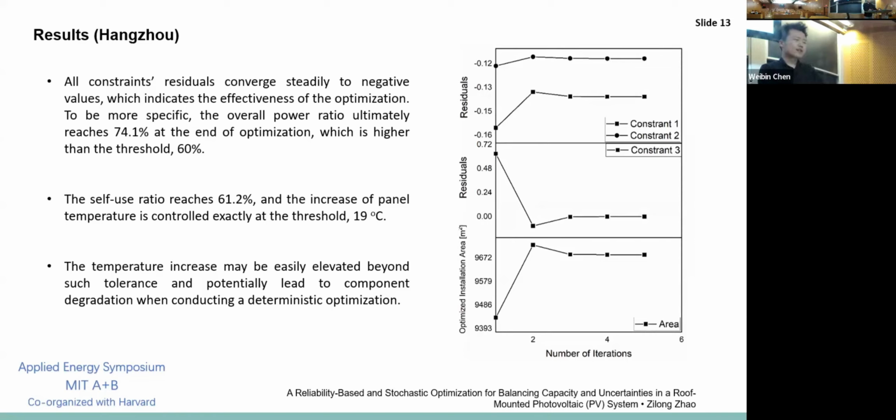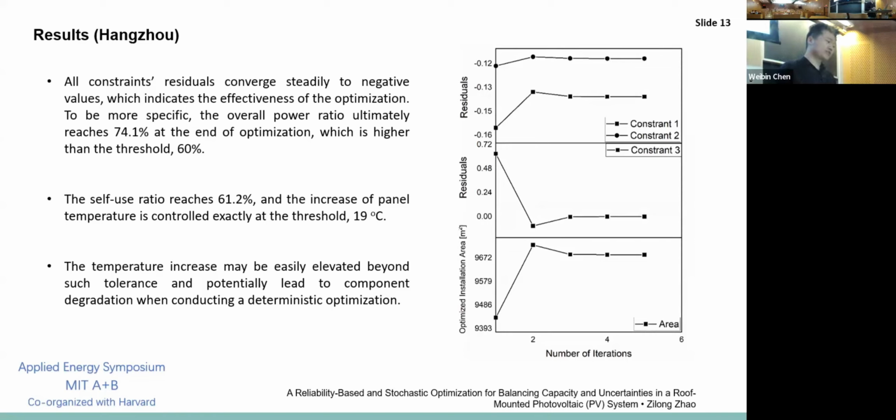So for example, constraint 1 and constraint 2: based on the initial values, they are calculated around negative 0.12 and negative 0.16, and they are slightly increasing because you're not only satisfying the safety constraint, you're also trying to optimize the system to minimize the cost and installation area, right? For constraint 3, which is the temperature constraint, initially it is above 0, which means this was not satisfied in the first place, and then it converged close to 0 but negative, which is what we want.